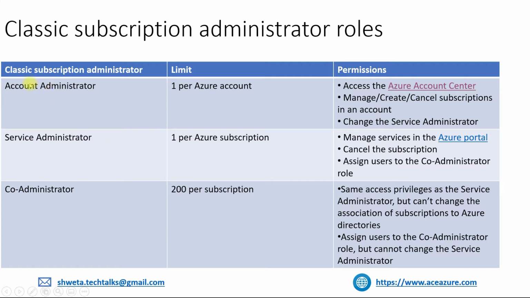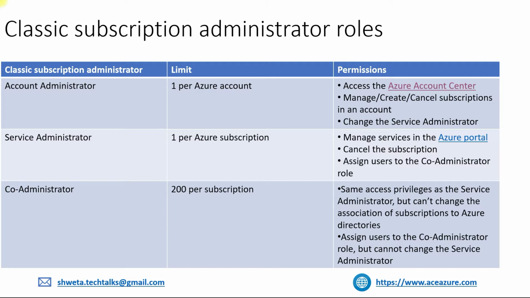So what are the different classic subscription administrator roles that are very important for us to know? There are three different roles: account admin role, service admin role, and then you have co-administrators. The limit is you can have only one account administrator per Azure account. Okay, so you can access this particular account admin through the Azure Account Center. Okay, and the permissions that an account administrator has is he can manage, create, cancel all the subscriptions in an account, and even he can change the service admin.